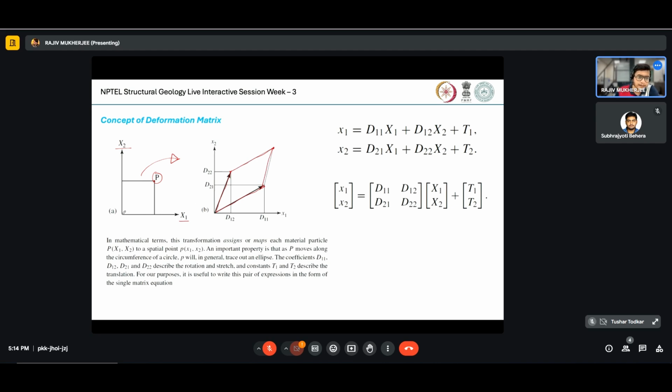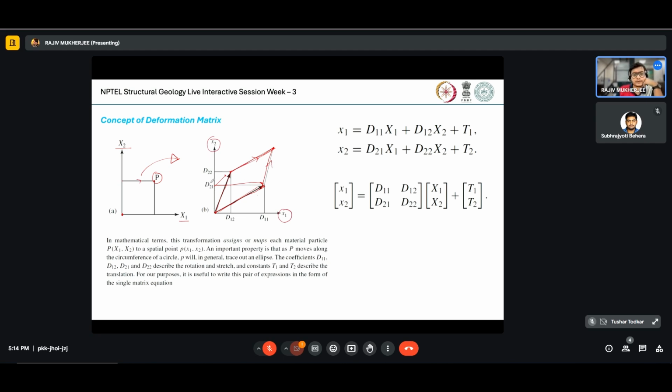So the center point remained here, but this point, which was initially here, has moved to here. This point moved to here and here. So we have different types of movements within this square object that resulted in this shape of a parallelogram. And we also get the new coordinates small x1 and small x2.